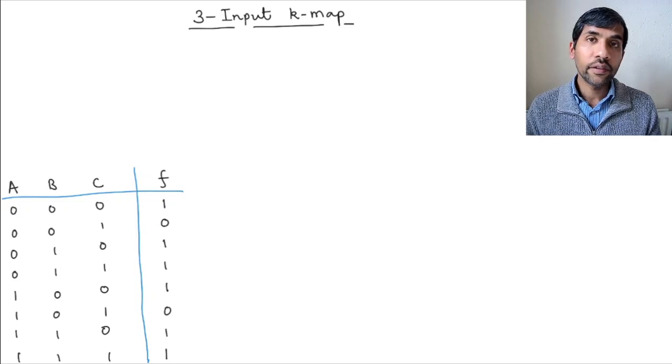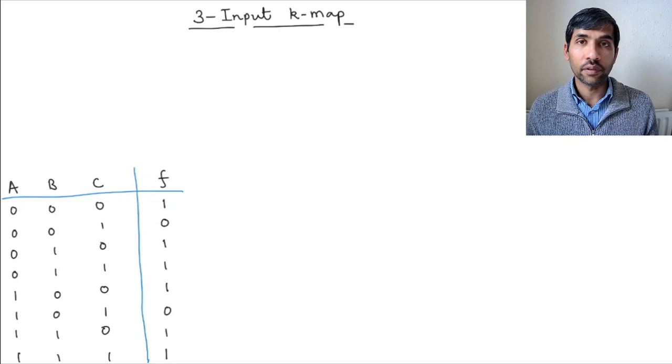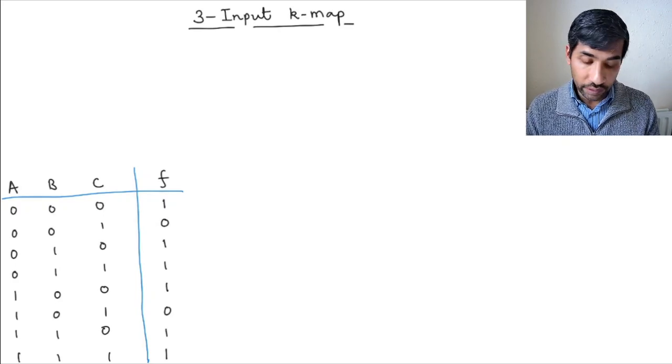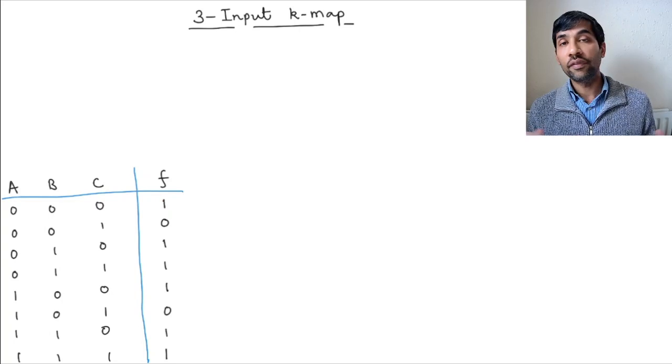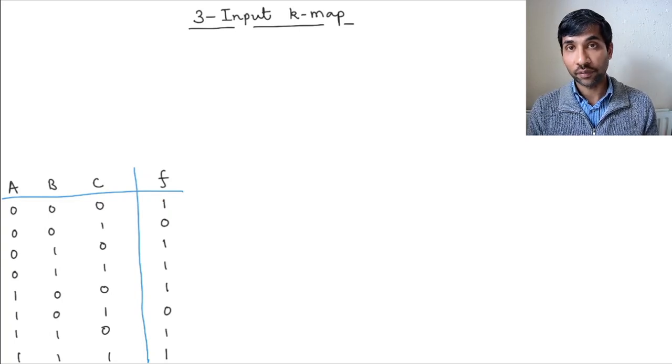Hi, in this video, we want to look at a three input Karnaugh map. In this case, we have a truth table here, which has three inputs. And because it has three inputs, you have eight combinations of the inputs and an output associated with each of these inputs. We want to get a Boolean expression corresponding to this.